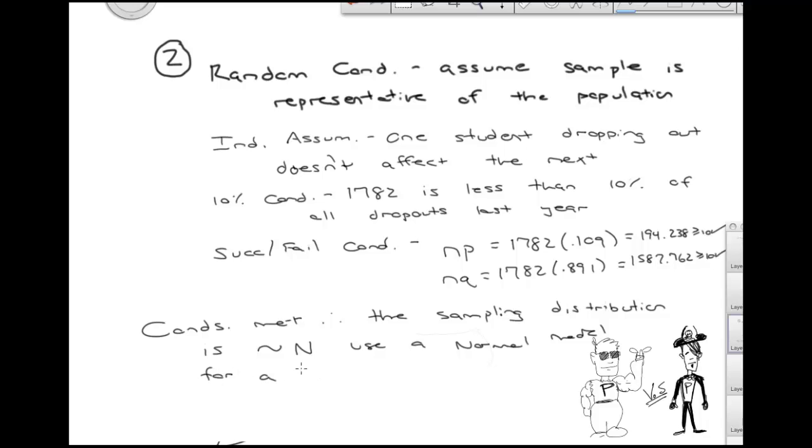For one proportion Z test. It's a test now, not an interval.